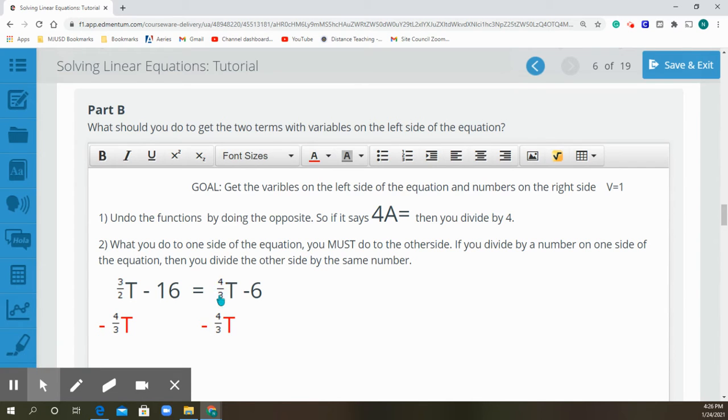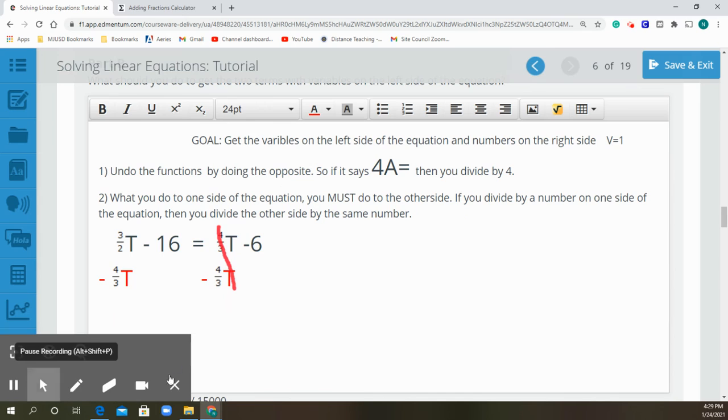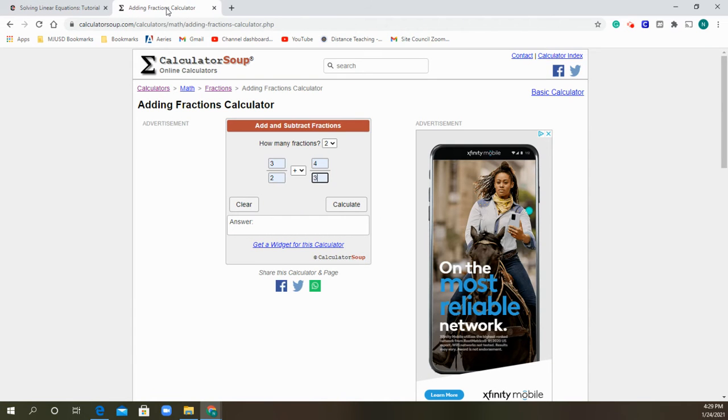So we're going to subtract 4 over 3t from this side of the equation here and subtract it from this side over here. What that does is it eliminates it entirely from this side. And because things like subtracting fractions are not extremely easy, and I don't necessarily want to go into a whole other lesson on how to subtract one fraction from another, I use my tools.